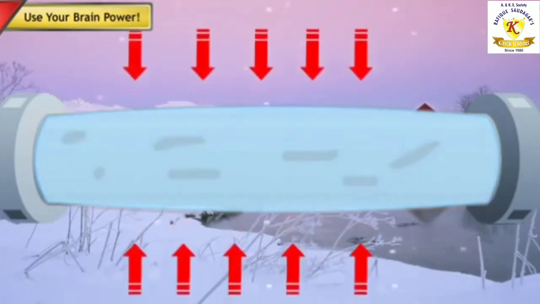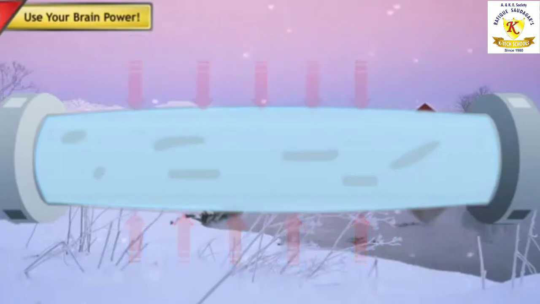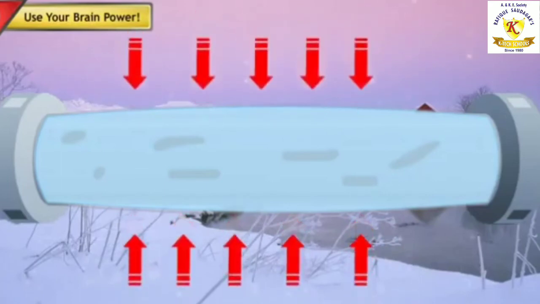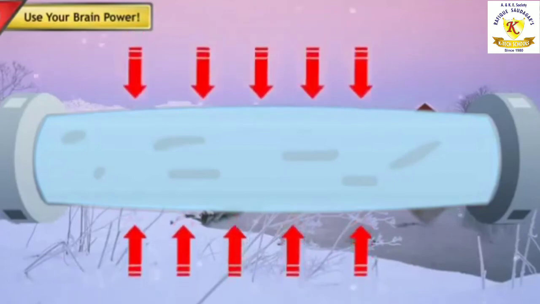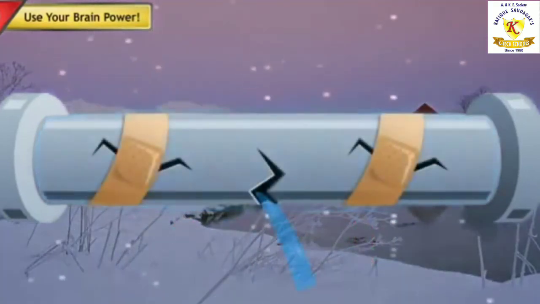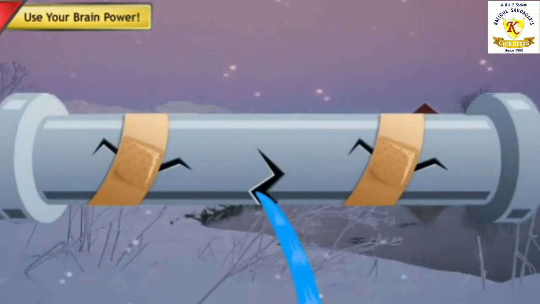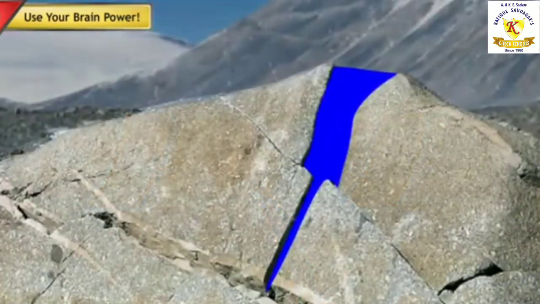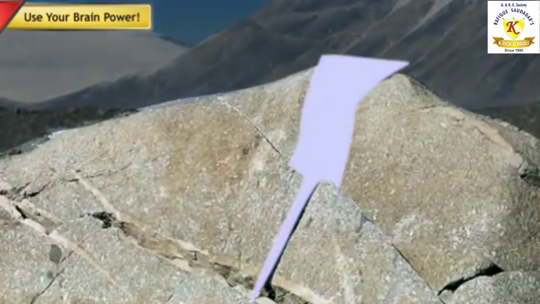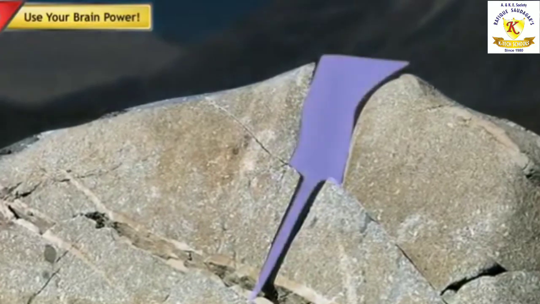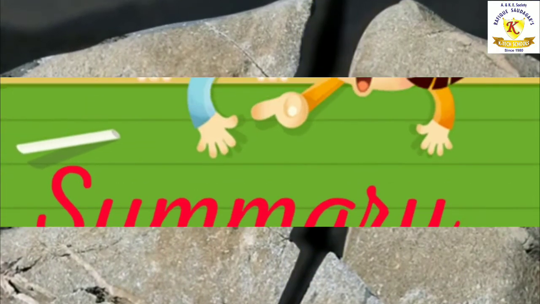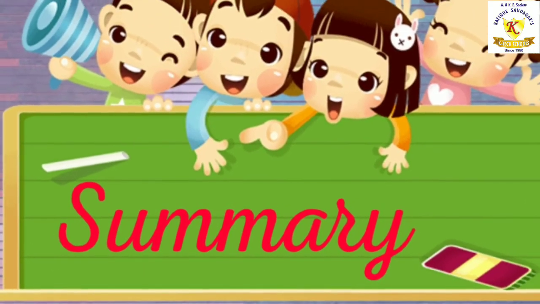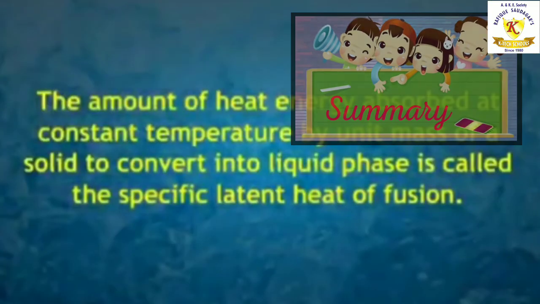There is an increase in the volume. At this time, as there is no room for expansion, water or ice exerts a large pressure on the pipes. Hence, the pipelines carrying water burst. The same happens with the water which enters into the crevices of the rocks, and the rocks break up into small pieces. Got it, children? Now let's see the summary of what we have learned today.